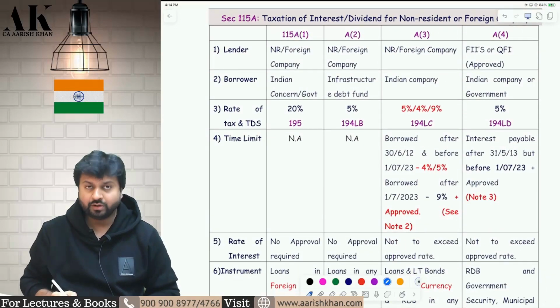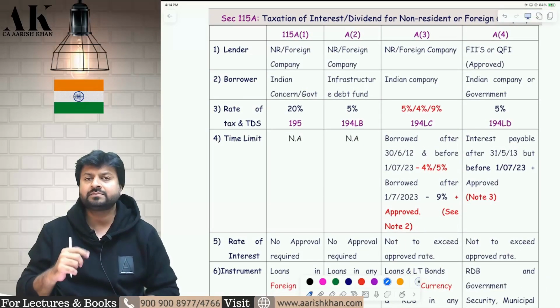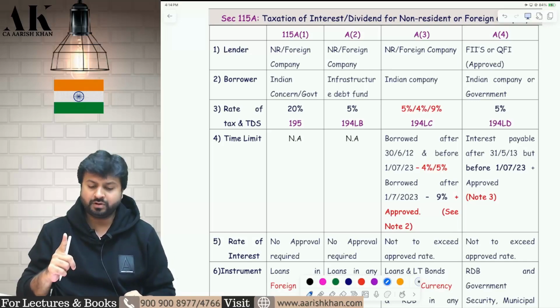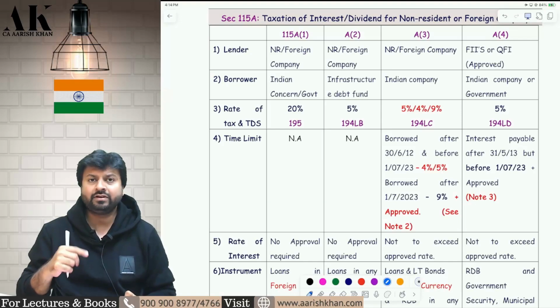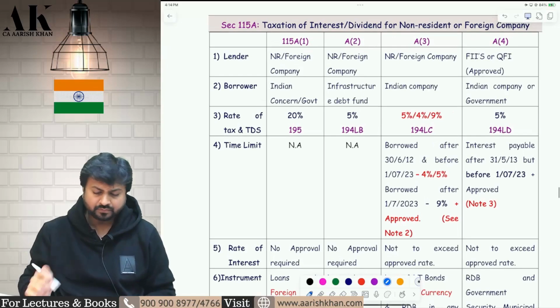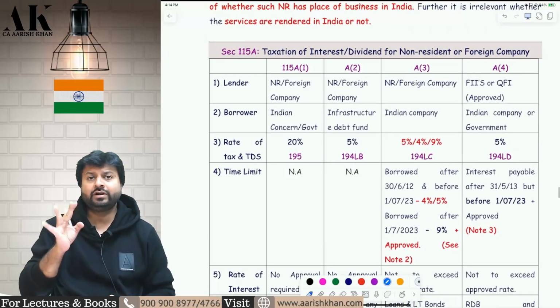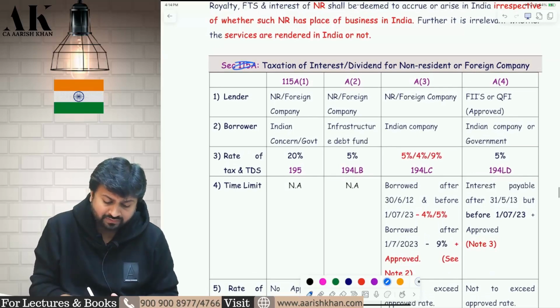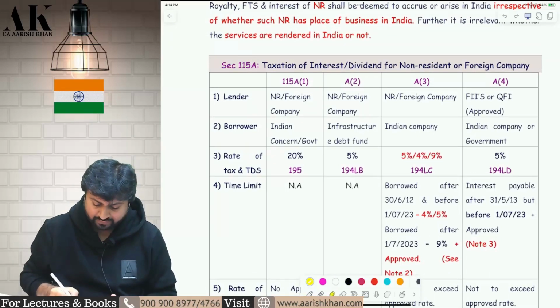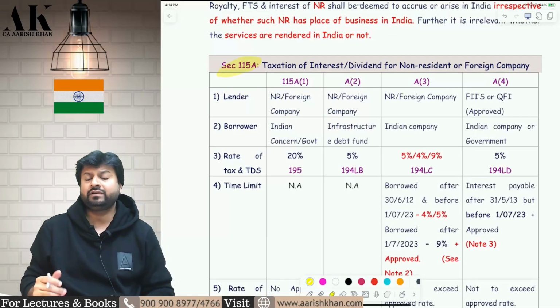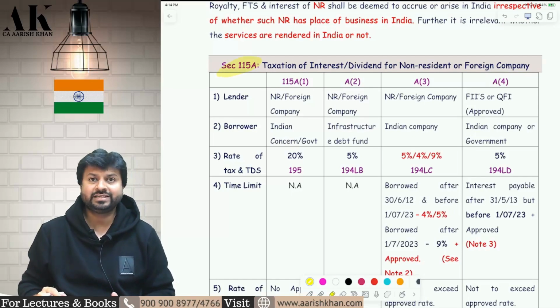Now we are going to talk about the taxability of interest and dividend first, and then we will talk about the taxability of royalty and FTS. First, I am going to talk about taxability of interest, then dividend, and then royalty and FTS. In interest, there are 4 different types of interest covered in 115A. Now I am going to talk about all of them one by one. It's a matter of a little bit of by-hearting. You have to by-heart these things at your end.